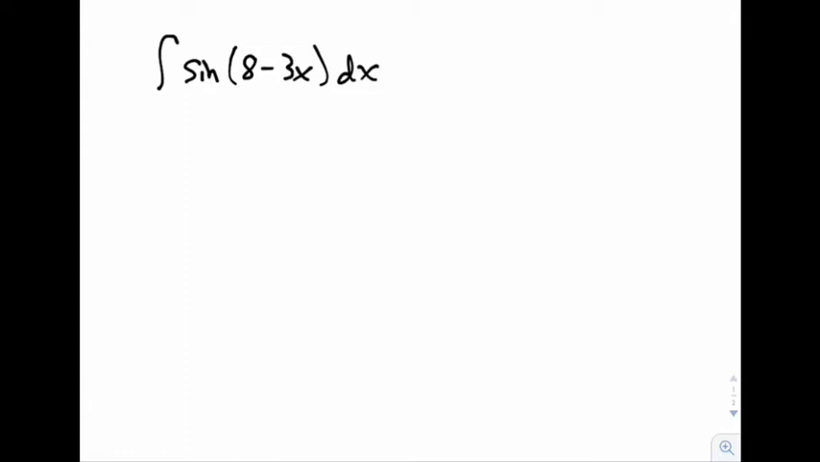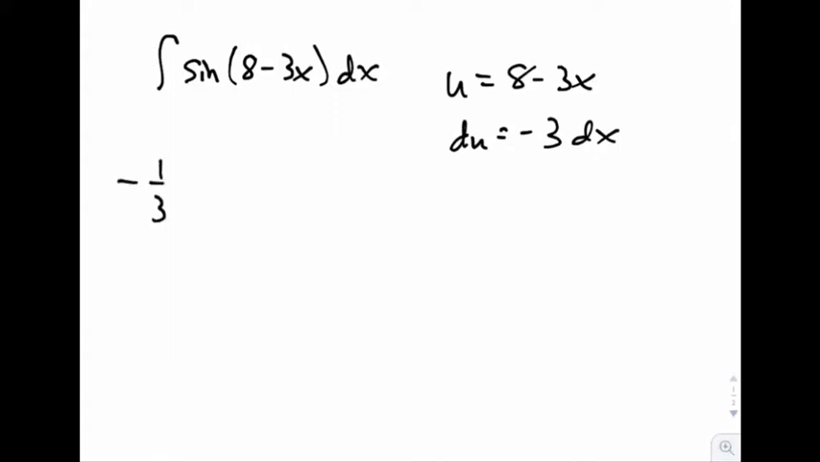Suppose I want to use u-substitution for this particular integral. I'm going to say, let's let my u be 8 minus 3x. So my du is going to be minus 3 dx. Problem is I don't have a minus 3 dx, I just have a dx. So what I'm going to do is put a minus 1/3 out in front.